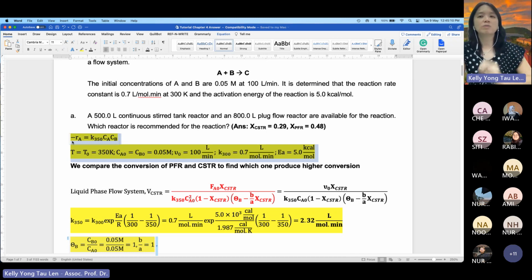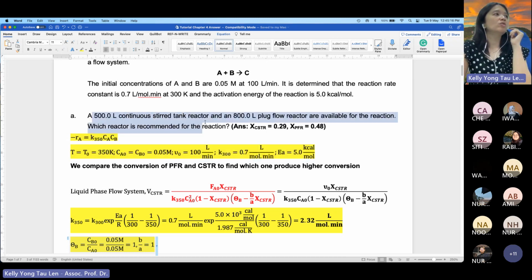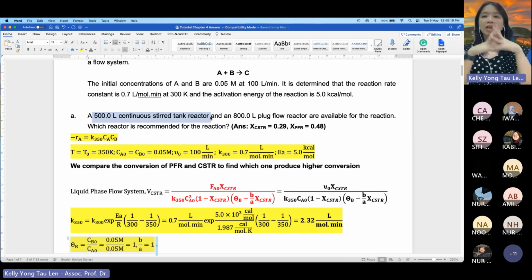Because we already know C naught, we know CV naught. So let us go to the question. It says a 500 liter continuous stirred tank reactor. So I have a CSTR, its volume is 500 liter, so V CSTR is 500 liter, and an 800 liter plug flow reactor, so V PFR is 800. Now there are two different reactors, one 500 and one 800, and it asks which reactor is recommended for the reaction.